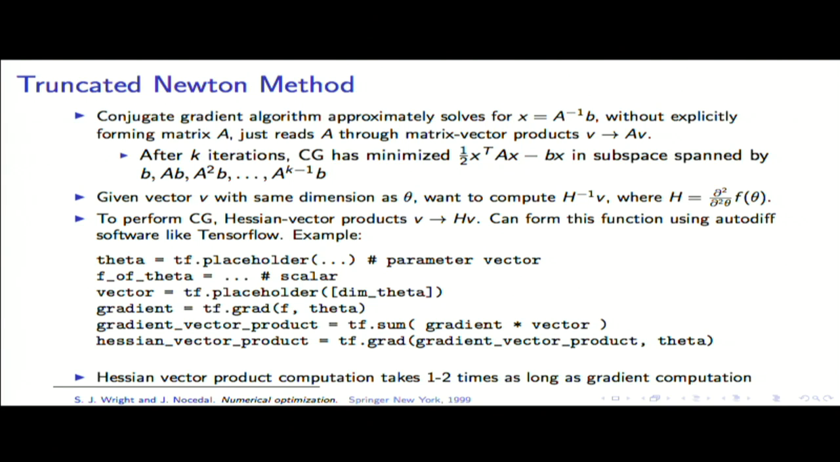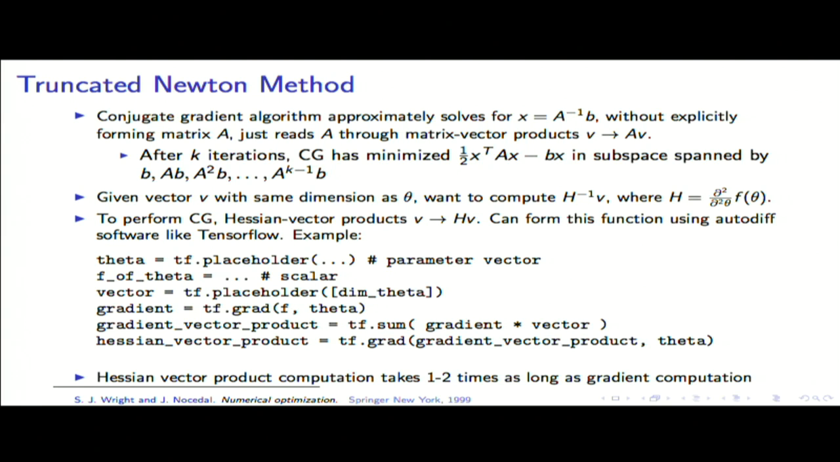So this is going to be called the truncated Newton method. You can find this in any numerical optimization textbook, like the great textbook by Nocedal and Wright. So if you want to learn more about how to use the conjugate gradient algorithm to solve numerical optimization problems, I recommend that particular book. So what does the conjugate gradient algorithm do?